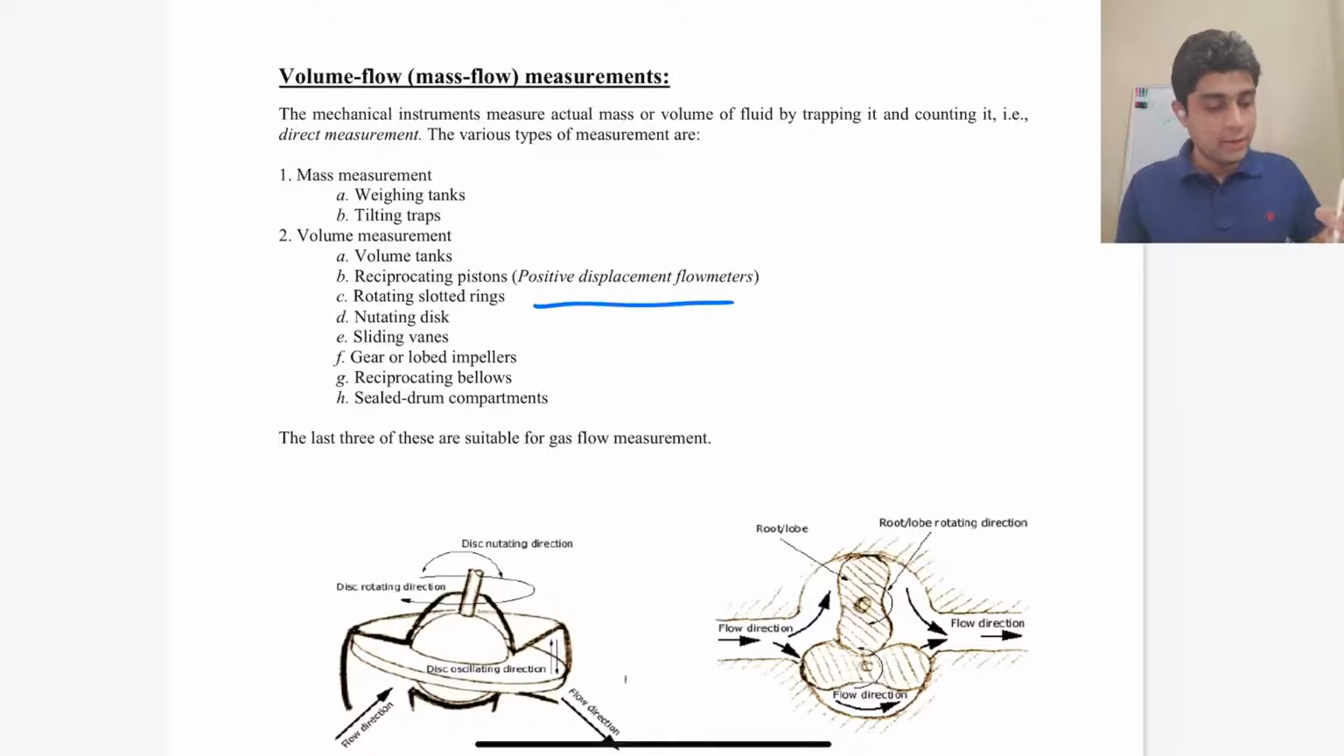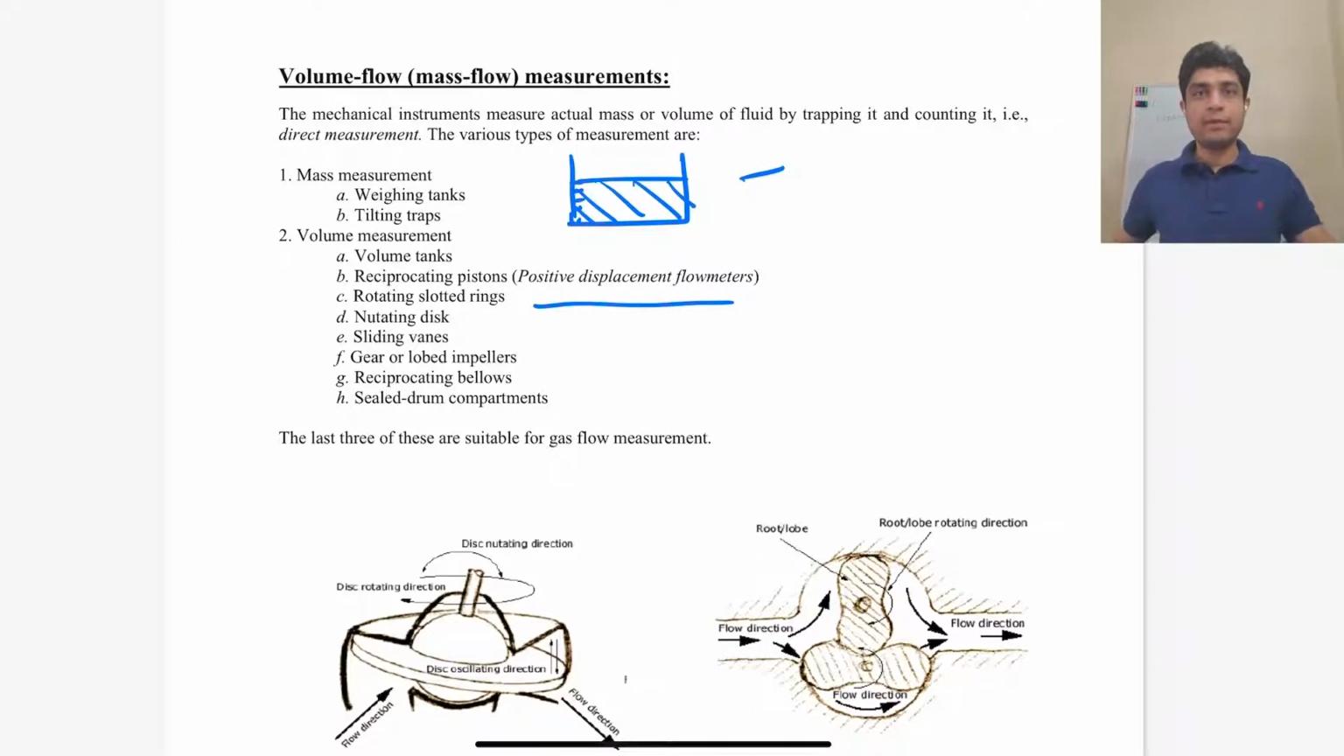Direct measurement is something like you just collect the fluid in a tank, and you can either weigh this fluid or you have markings for volume in the tank, and from there you can just find out how much fluid is there. But this direct method is very manual and you cannot automate it. And you cannot also use it in applications where you want a continuous flow and you don't want to disrupt the flow.